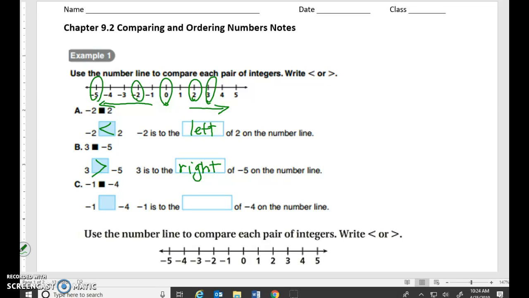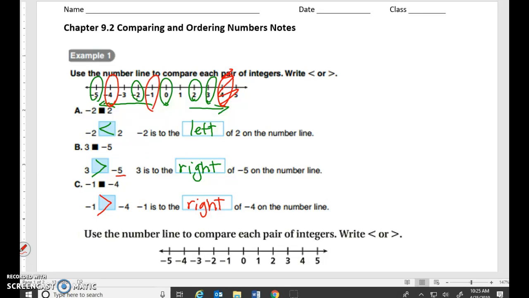Okay? All right, let me circle these, -1 and -4. -1 is to the right of -4 on the number line. So that means -1 is larger, greater than -4. Aren't you supposed to circle the other 5 positive? No, because this was a -5.